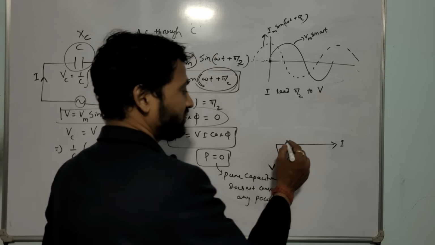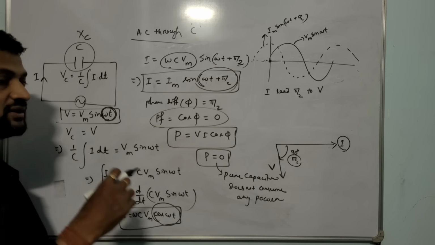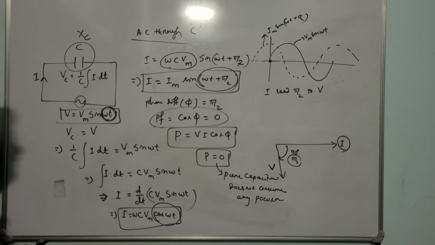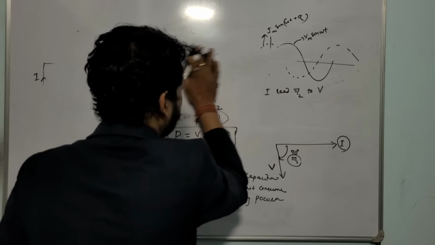That's it. You take current as your reference parameter. If current is leading, that is a leading circuit. If current is lagging, that is a lagging circuit. Clear? ये हो गया AC through capacitor.